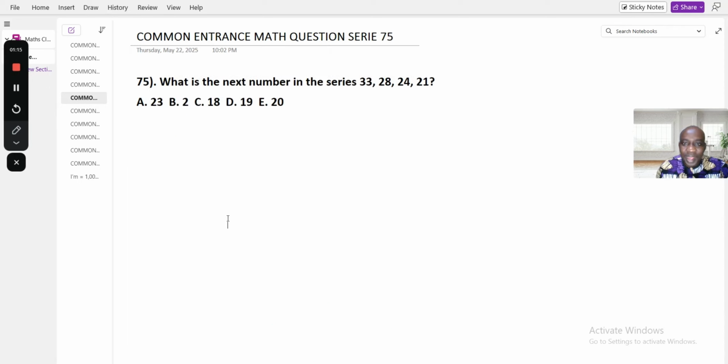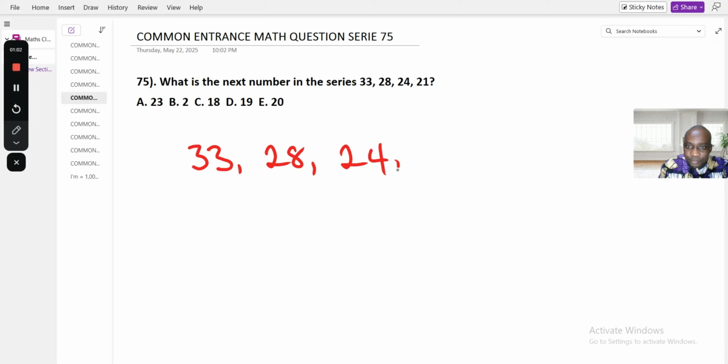What is the next number in this series? Let me write the series out. 33, 28, 24, 21. This question is asking what is the next number that will follow after 21. Let's look at the trend, how this is moving. What is the difference between 33 and 28? It is 5. 33 minus 28 is going to give us 5.